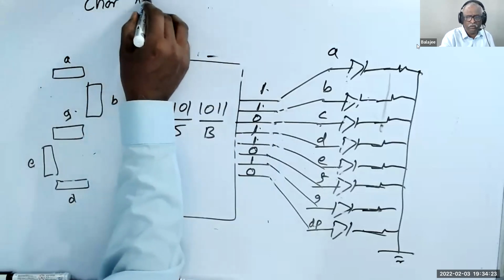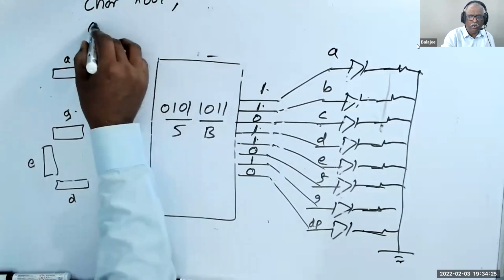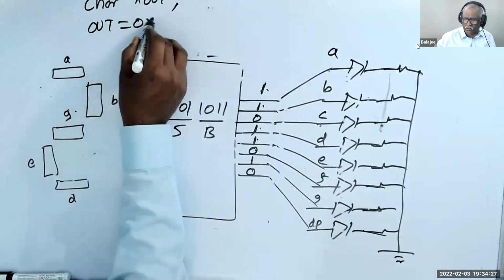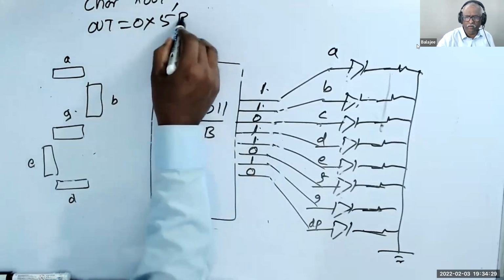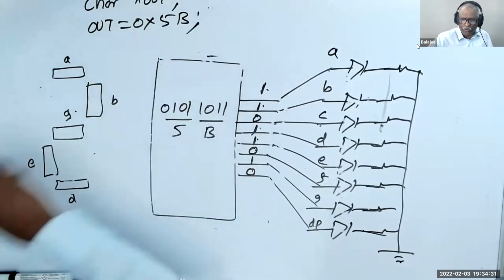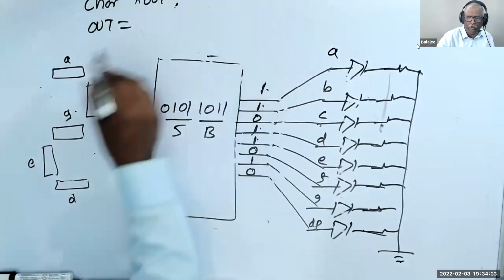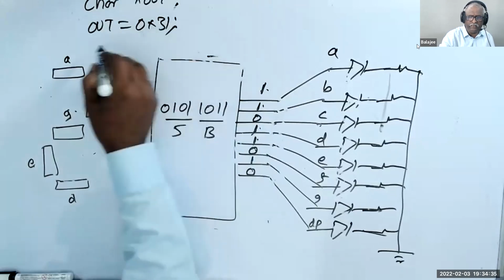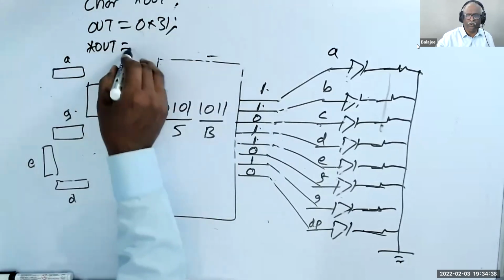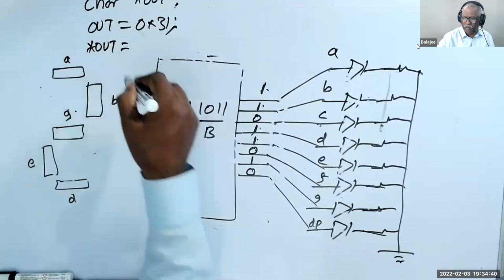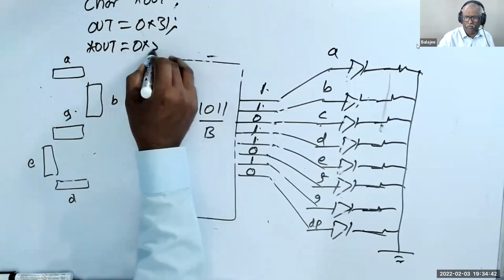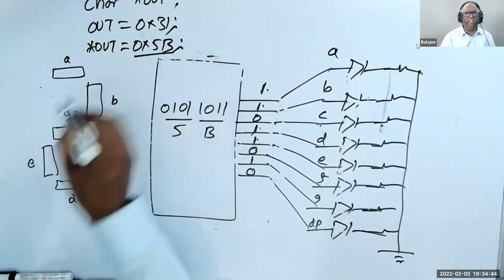Star out. Out is equal to 0x5B. Sorry, first out is equal to, we have to initialize that as 0x31. And star out is equal to 0x5B.